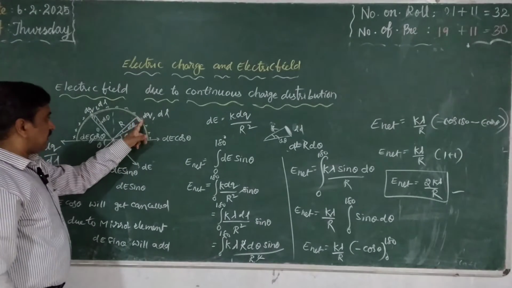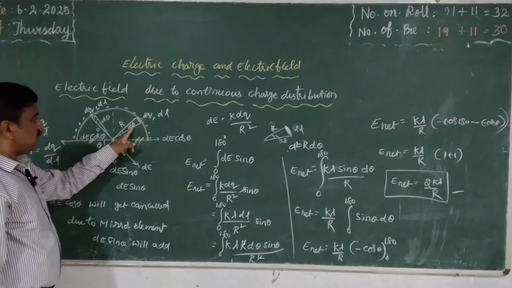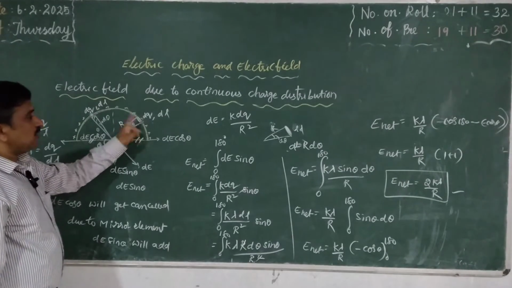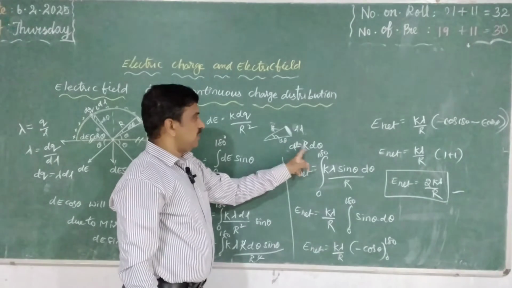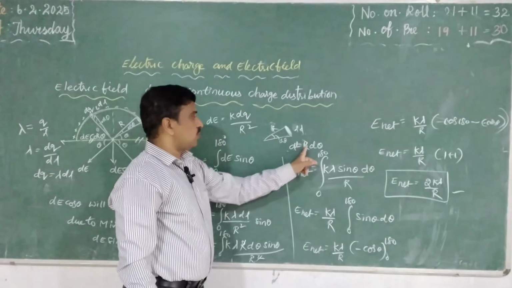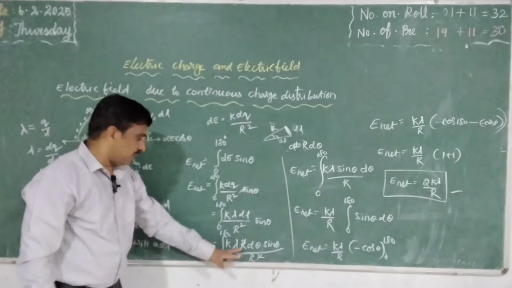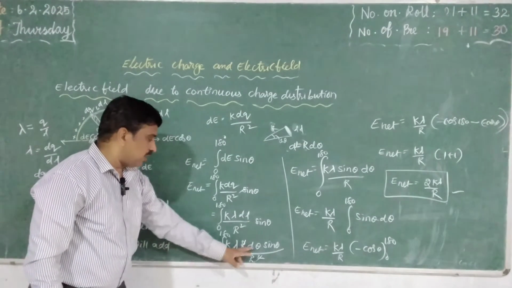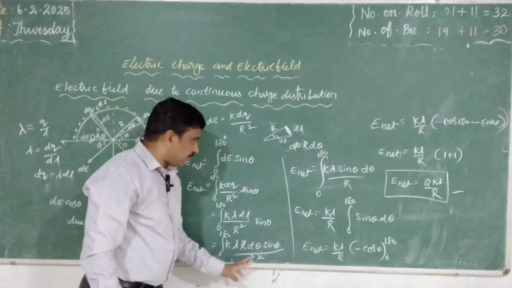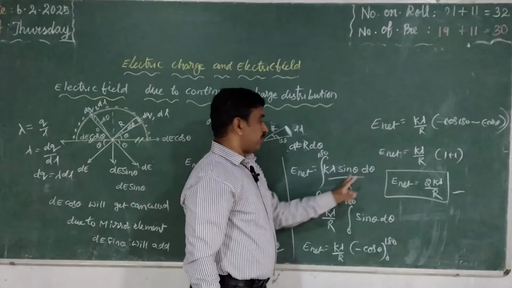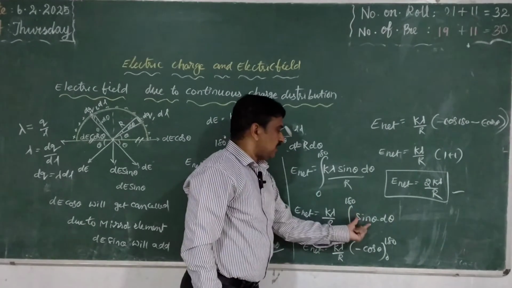See here, this length is dl, so it is an arc length. The radius is r, the angle is d theta. Length of arc equals radius into theta, so dl equals r d theta. Wherever dl is there, we can write r d theta. So instead of dl, r d theta by r square, r cancels: k lambda sin theta d theta by r. K lambda by r is constant, we can write outside. So the integral from 0 to 180 of sin theta d theta.